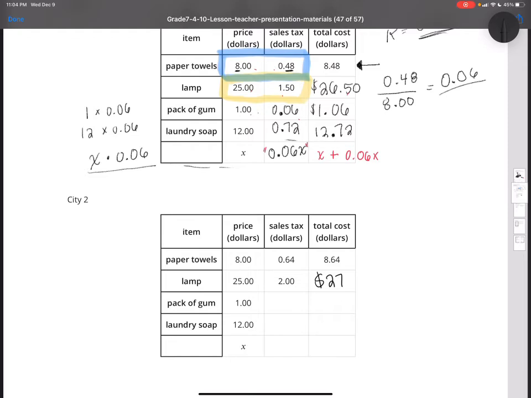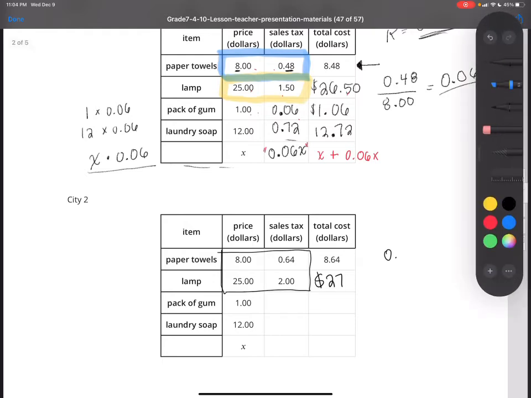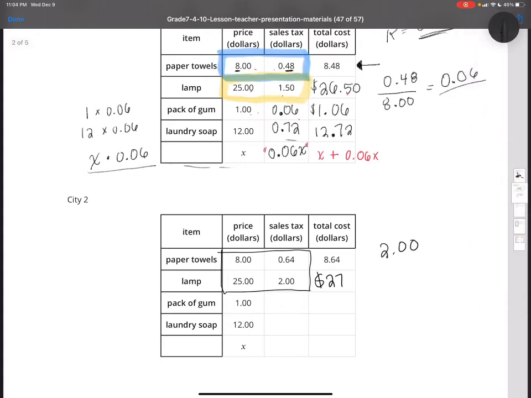Okay. Now I need to figure out that tax rate. So guys, I'm going to put it in my calculator at home. And you guys can use any ratio from these two columns right here in rows. You can use any ratio. So I guess since in the first one we used the first row, in the second one I want to use the second row. Okay. So I'm going to do $2 divided by $25.